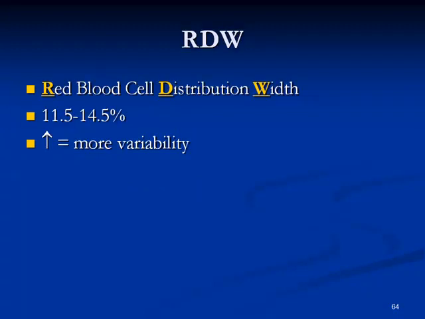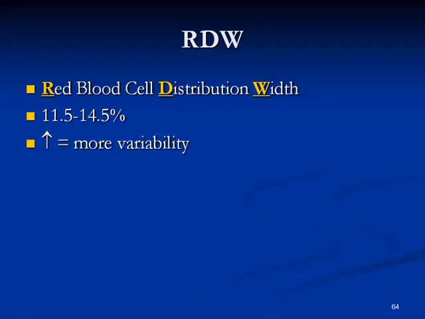Another value that we look at, and we'll go back and give some examples of all of these, is the RDW. That's the red blood cell distribution width. And what that's talking about is the variability in the size of red blood cells. So although your red blood cells are very similar in size, they're not all identical, right? There's a certain amount of variability in the size of your red blood cells. There's 11.5 to 14.5% variability in the size of your red blood cells. That's a normal range. Well, if there's more variability, that number is increased.